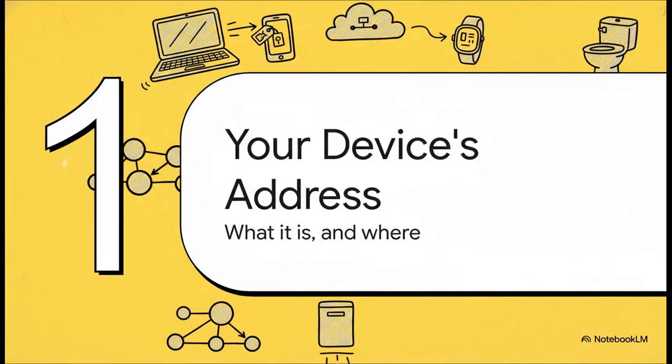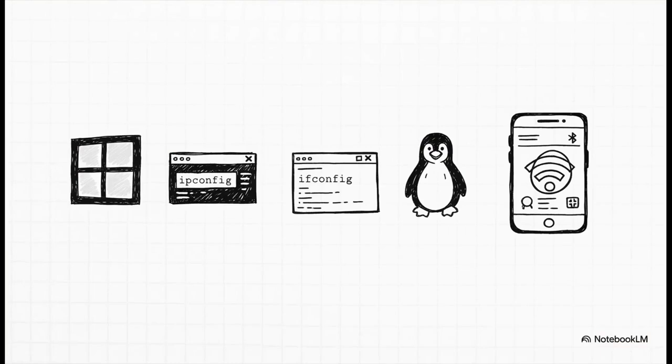All right, first up, your device's digital address. For any two devices to communicate, I don't care if it's your laptop talking to YouTube or your smart toilet sending an alert to your watch, they each need a unique identifier. The easiest way to think about it, it's like a phone number. If you don't have one, you can't make or receive calls. Simple as that. In fact, whatever you're using to watch this right now, it has an IP address.